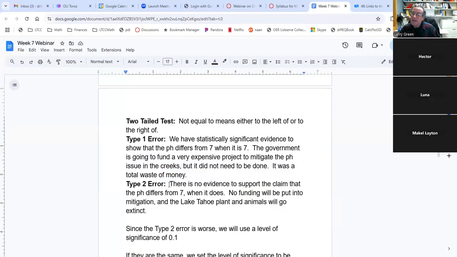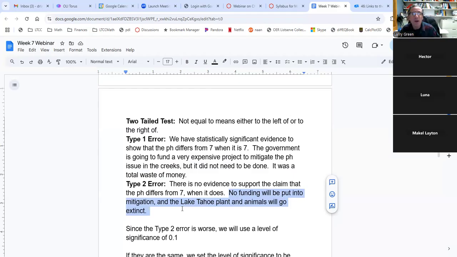Okay, type 2 is we did the testing, and there wasn't evidence to support the claim that the pH differs from 7 when it does. So we looked at the pH and it wasn't that much different from 7, and we said, hey, it looks like the mean really is around 7. And the government's not going to fund that project to fix the creeks when we're not even able to show there's a problem. So no funding will be put into mitigation, but there was a problem. We just weren't able to show it was a problem. And the Lake Tahoe plants and animals will go extinct, because that's what happens if the pH is either way above 7 or way below 7.